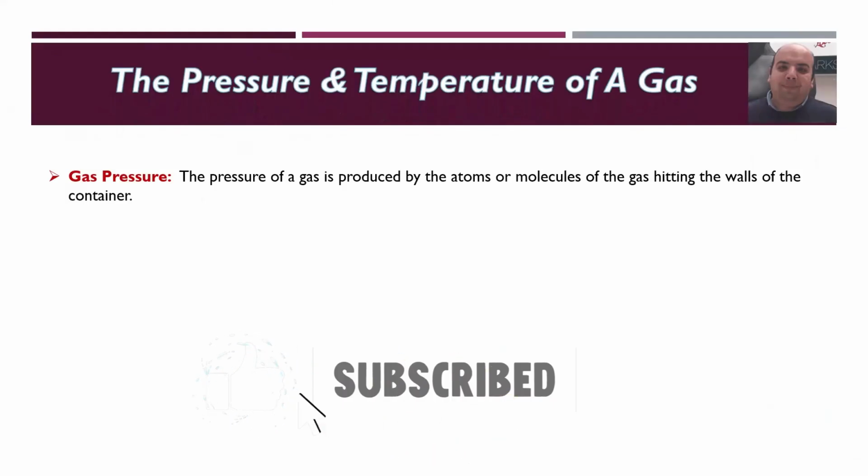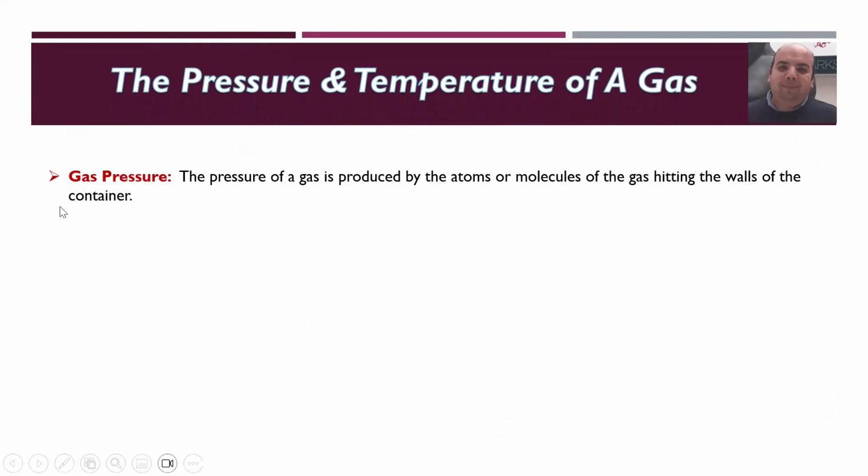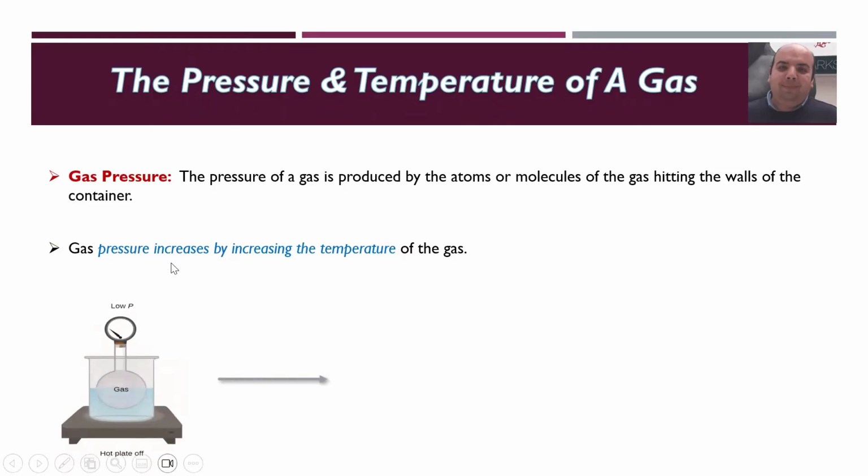Gas pressure is created by the atoms or molecules of the gas hitting the walls of their container. So we can say that the pressure of gas is produced by atoms or molecules of gas hitting the walls of the container. Also, the relationship between temperature and pressure is the key concept. As the temperature of gas increases, the pressure also increases.